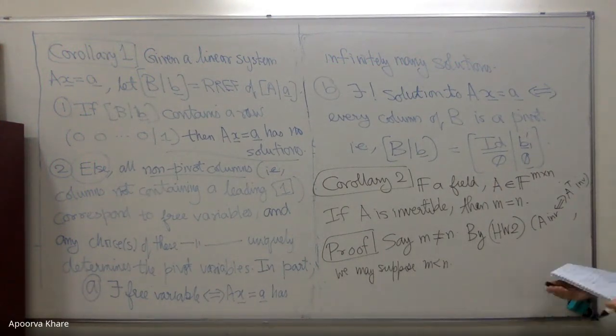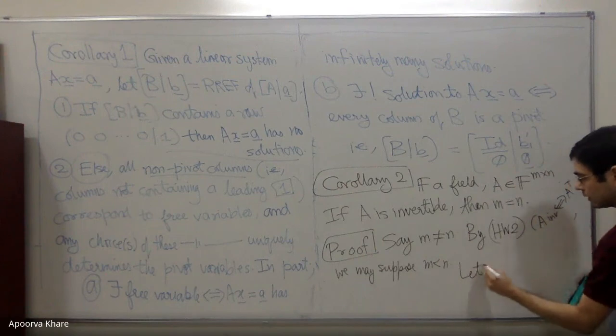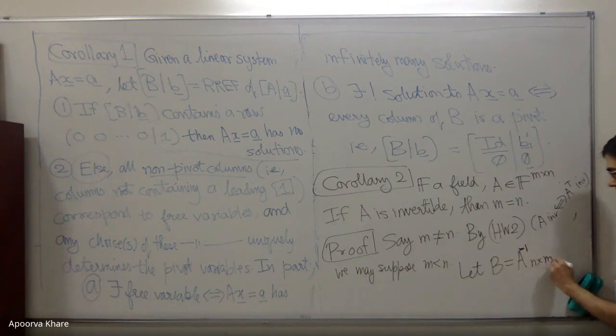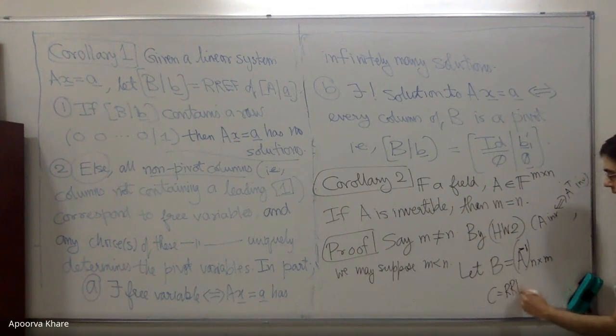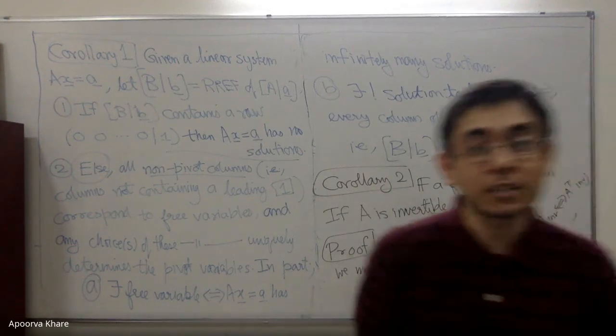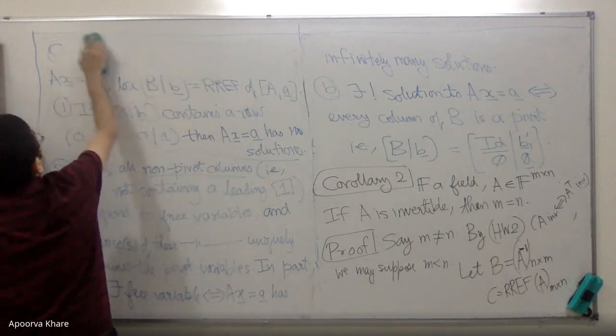Now let's write down. Suppose B equals A inverse, which is still N cross M, and C equals RREF of A, which is of course M cross M. So I have these two matrices. One is M by M, one is N by M, and I'm assuming that these are different. Neither of them is square. Okay, fine.